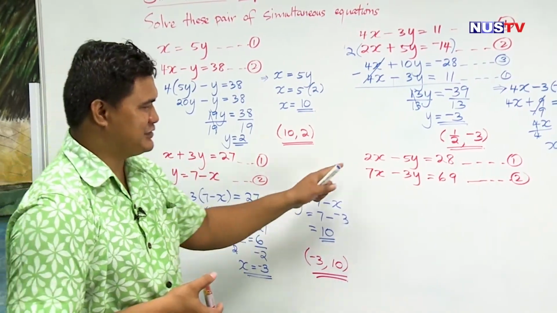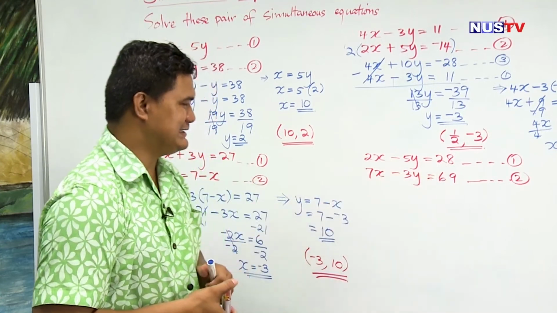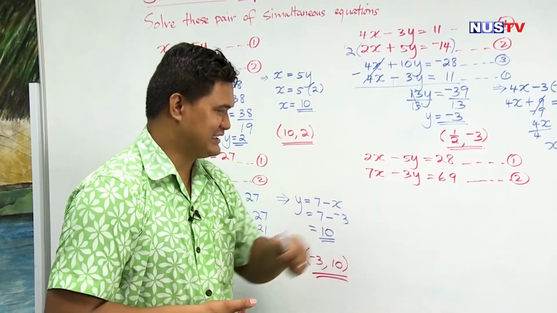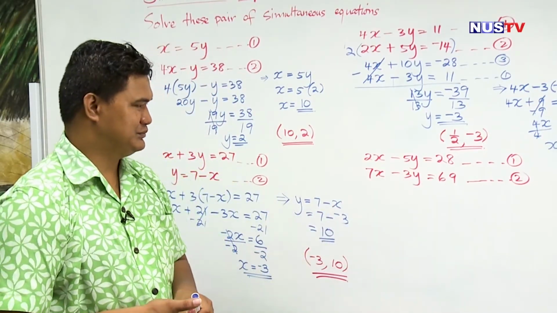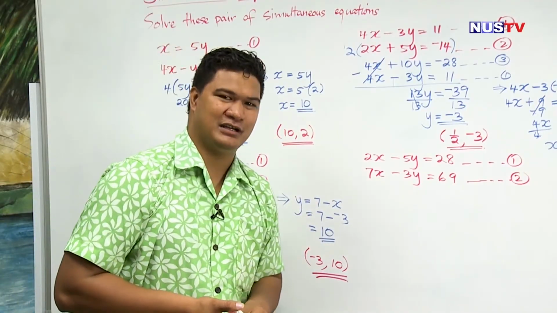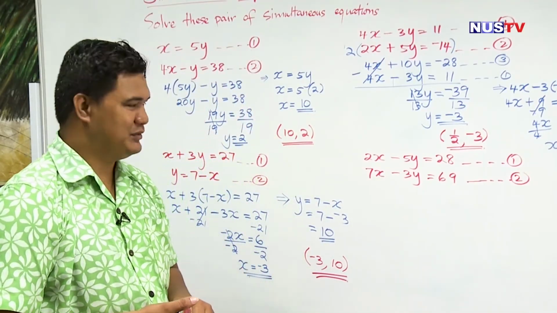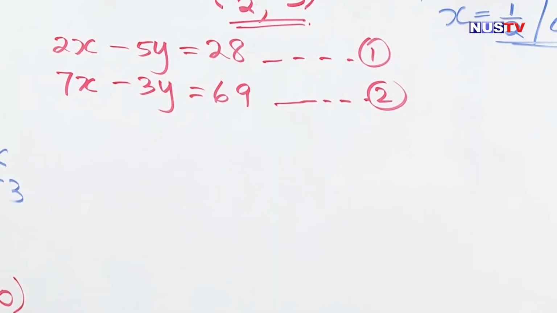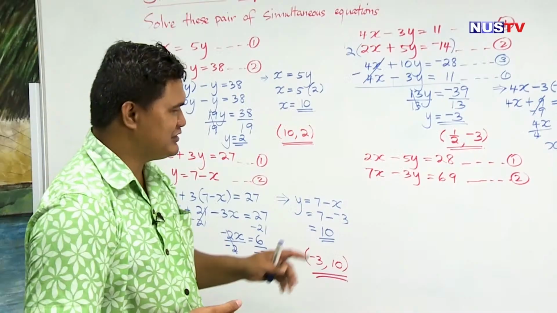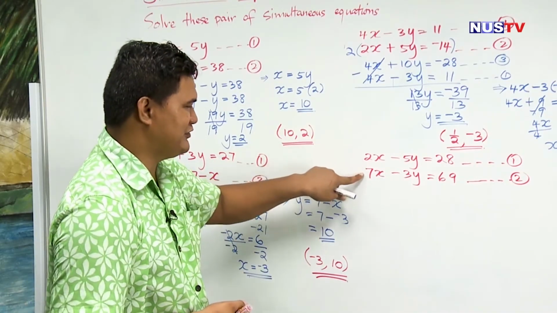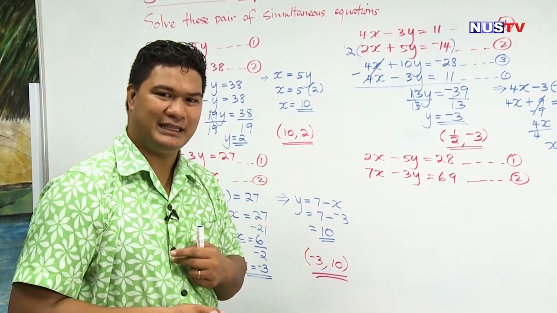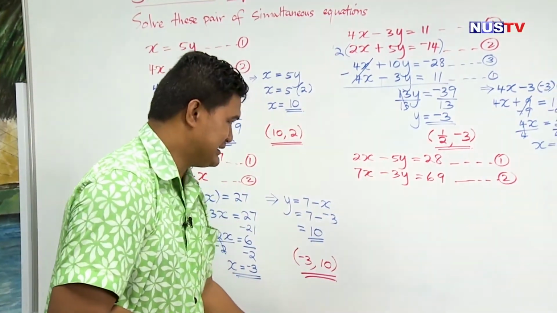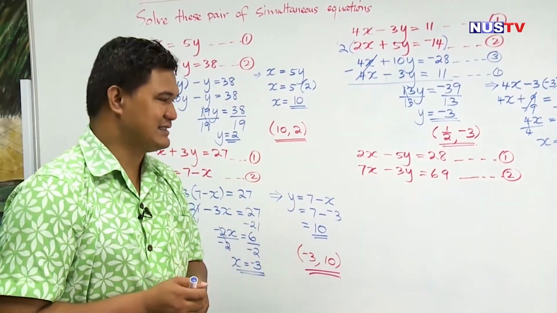The last one, we have 2x minus 5y is equal to 28, that's equation 1, and 7x minus 3y is equal to 69 for our equation 2. So this is very similar with what we did in our example. We need to nominate which variable we need to eliminate. If we agree to eliminate x, then we will use the coefficient of x. If we want to eliminate y, we will use the coefficient of y. So it's all up to us. They all present the same result.